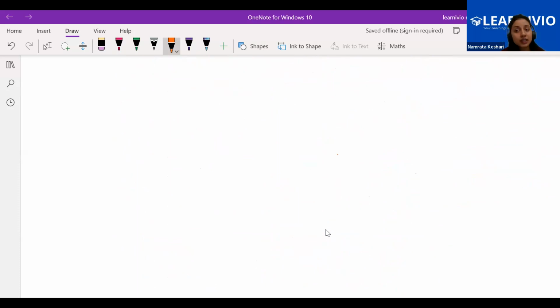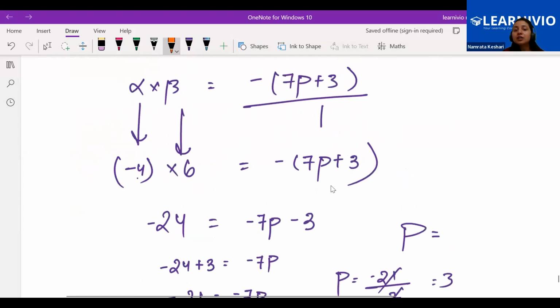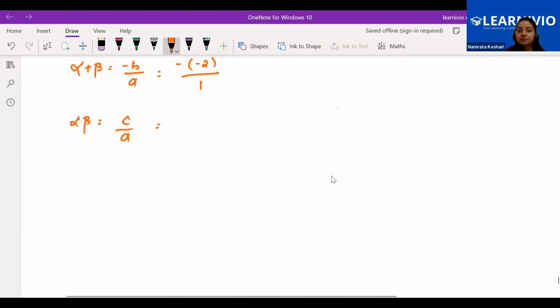So basically, again, I would summarize the whole concept. Sum of the roots formula is minus b by a. Product of the roots formula is c by a. B we already know in this question, b is minus 2. A is 1. In this question, c we have figured out. C is minus of 7p plus 3.